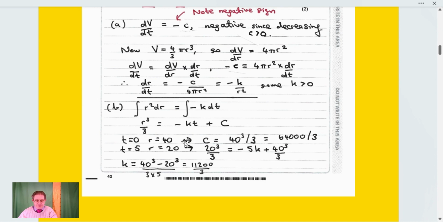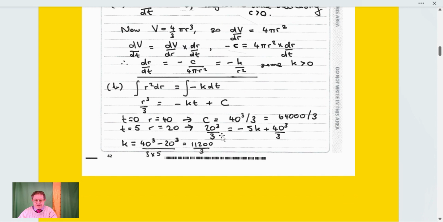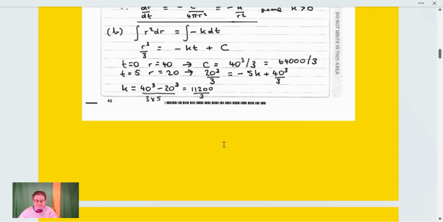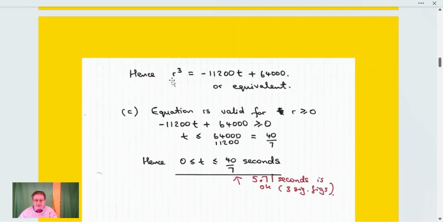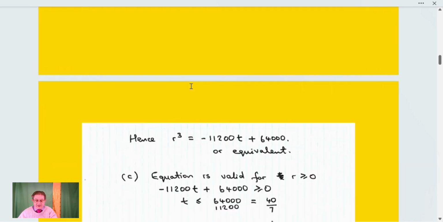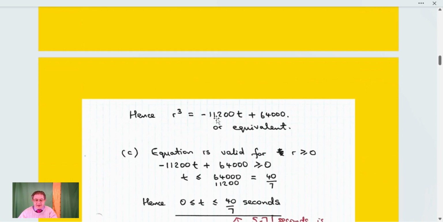We're told that when t is 0, r is 40. Substituting that in, we get c equals 40 cubed over 3. We're told that when t is 5, r is 20. Plugging that in, we get 20 cubed over 3 equals minus 5k plus 40 cubed over 3, which rearranges into k is 11,200 over 3. So, multiplying through by 3, we get r cubed equals minus 11,200t plus 64,000, or equivalent.